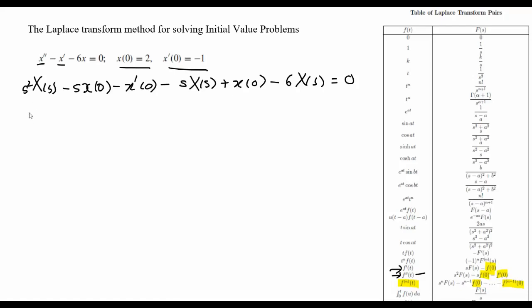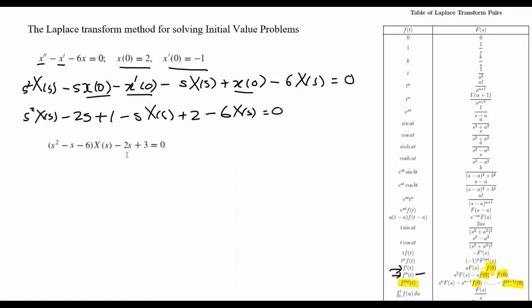Now we're going to replace these values with the initial conditions. x(0) is 2, so it'll be minus 2s; minus x'(0) is minus minus 1, so it'll be plus 1; minus s X(s) as it is, plus x(0) is 2, minus 6 X(s) equals 0. Now we collect the X(s) terms and the other terms, and rearranging to get X(s) alone on the left hand side, we get this result.